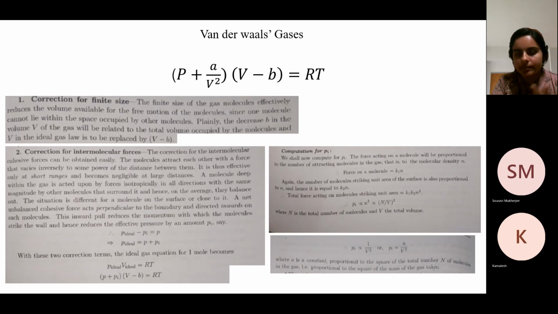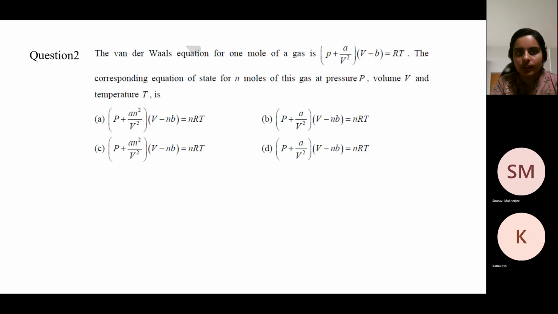Now, keeping in mind the origin of A and B, if you are told that this is your Van der Waals equation for 1 mole, what would be the equation for n moles? Can you tell me the answer? Is it D? Okay, if you say D, why do you say D?